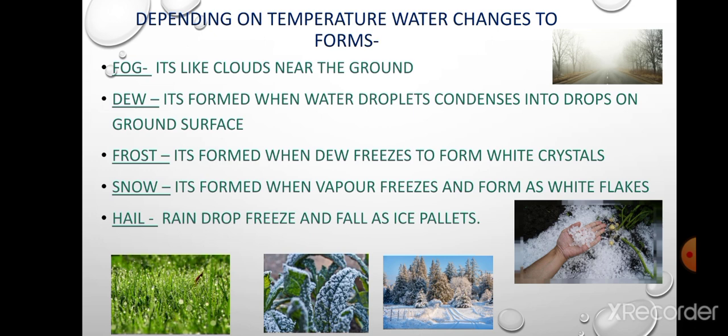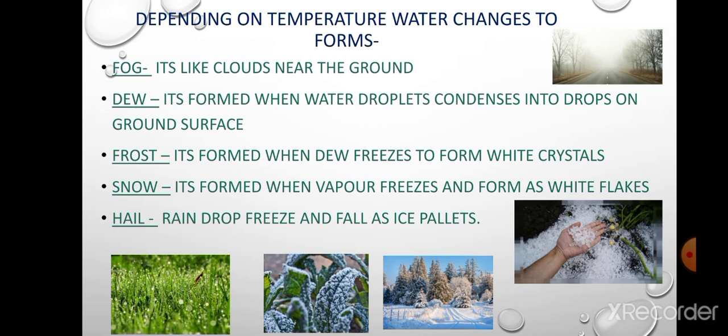All right. Next, about the frost. It is formed when dew freezes to form white crystals. The second picture from below, you can see that's the frost. Snow is formed when the vapor freezes due to very low temperature and falls as soft white flakes.